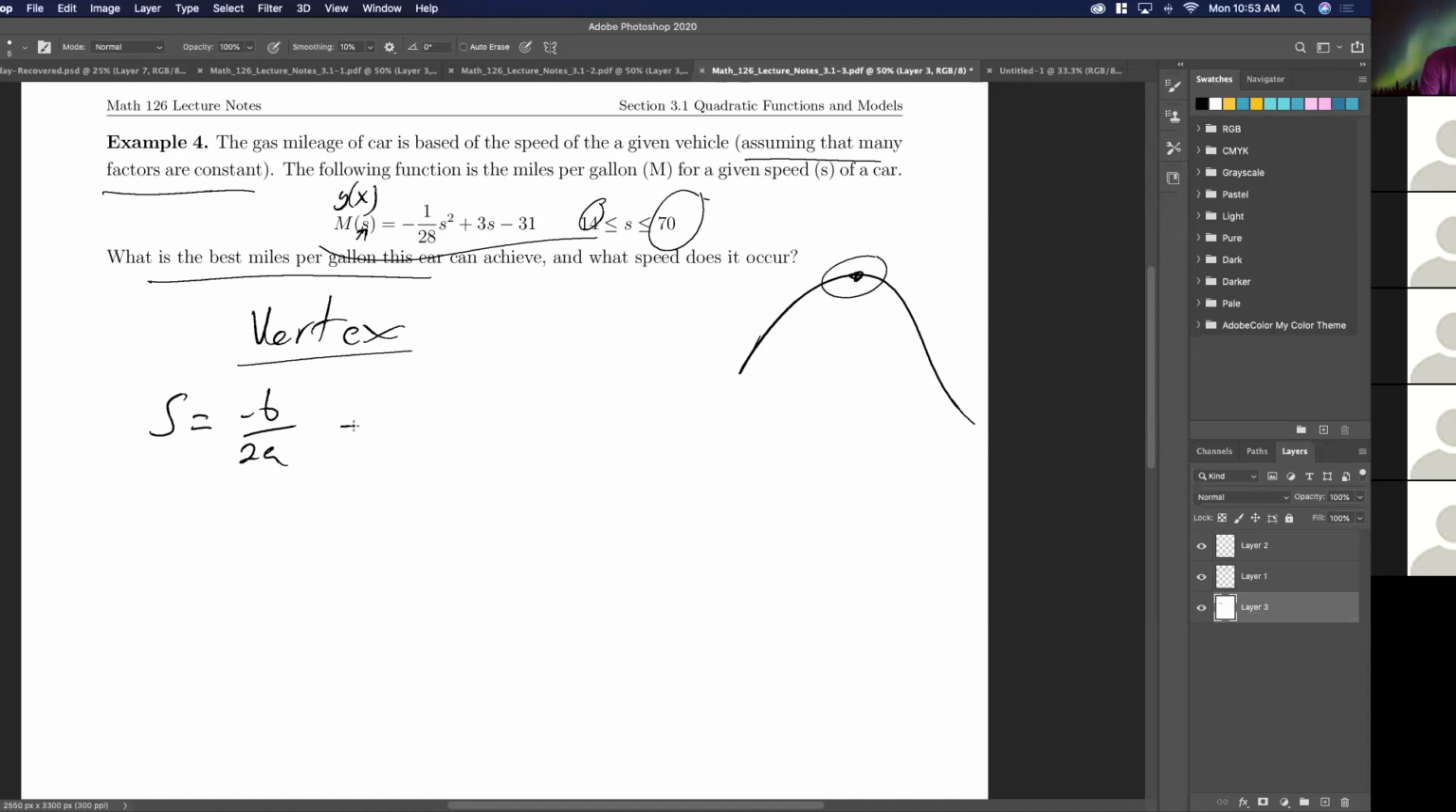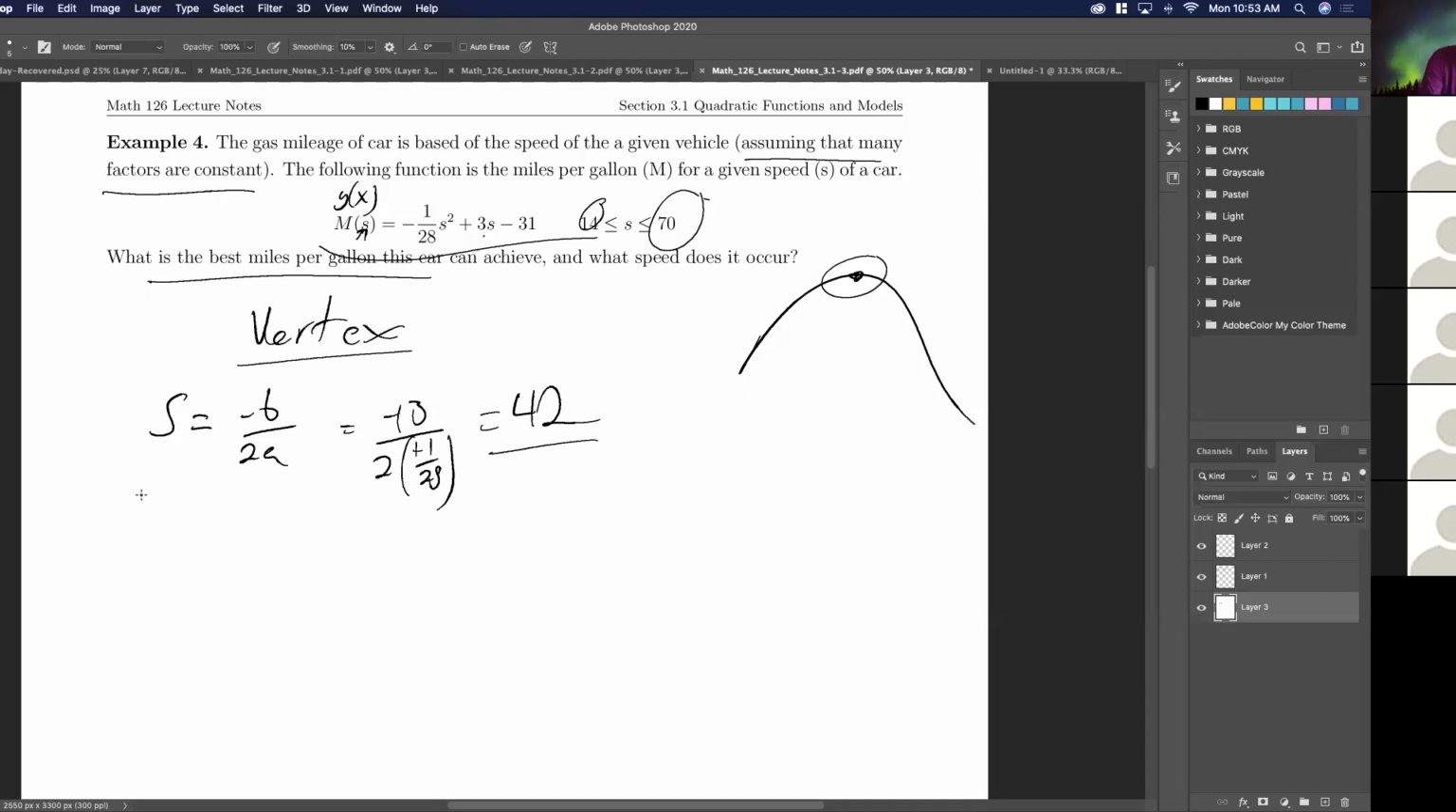Here, minus b is minus 3 over 2 times minus 1/28. Let's see if I can do this in my head. So the negatives indeed cancel. If I divide by 1/28, it's the same thing as multiplying by 28 over 2, so it'd be 3 times 14. 3 times 14 is 42. If you can't do that, you have to type it in your calculator. By all means, type it in your calculator. So the speed at which it occurs is 42.